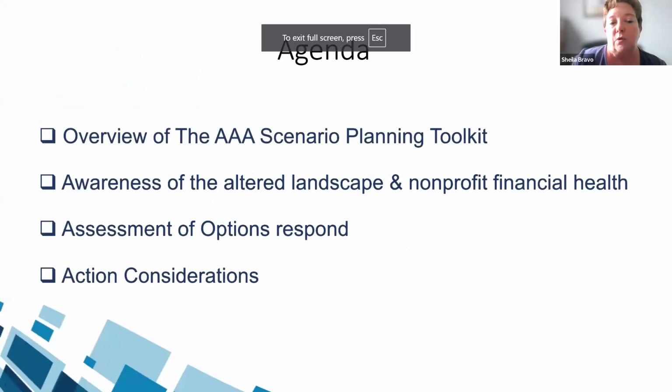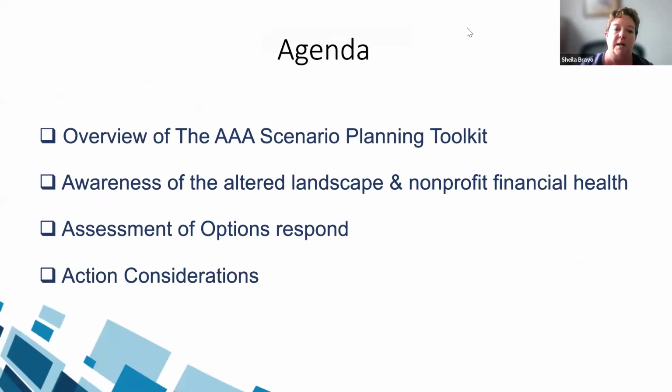So today we'll take you through the toolkit. There's 3 sections to it. The first is awareness, being aware of your situation, understanding options and how to assess that, and some resources around that, and then wrapping up with some action items.